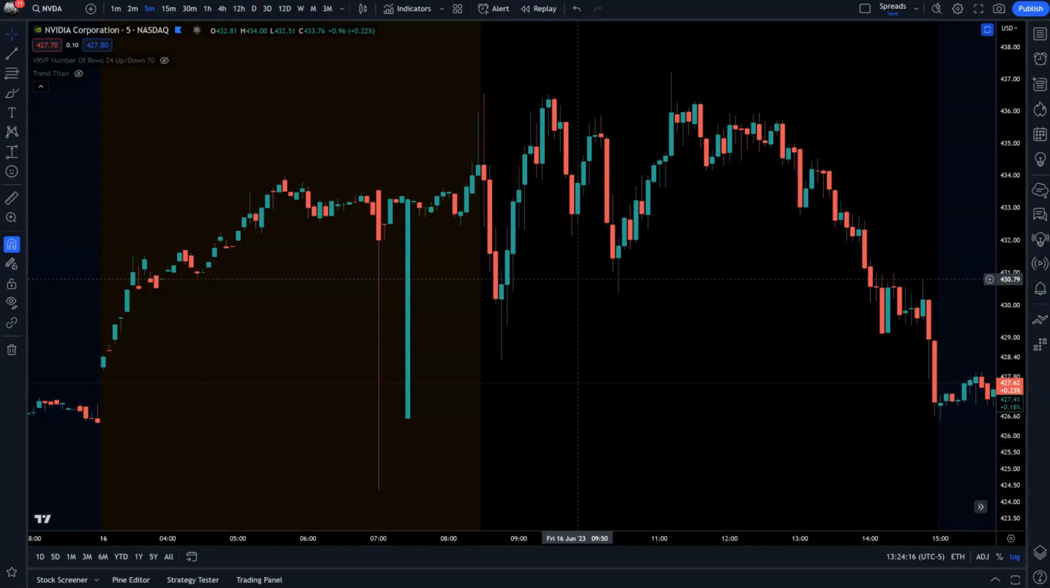Okay. So to put this in a step-by-step: A, you want to know what the overall index or the overall market is doing. B, you want to know what your asset is doing versus that index. And finally, C, you want to know what your asset is doing versus fiat currency.